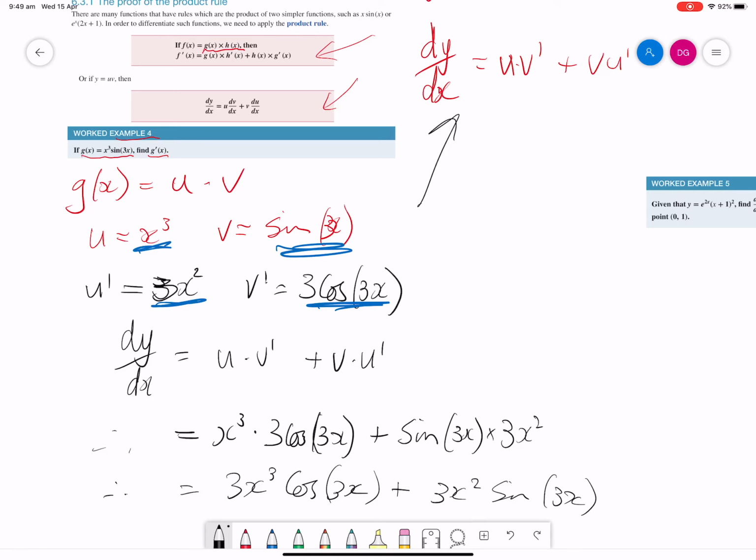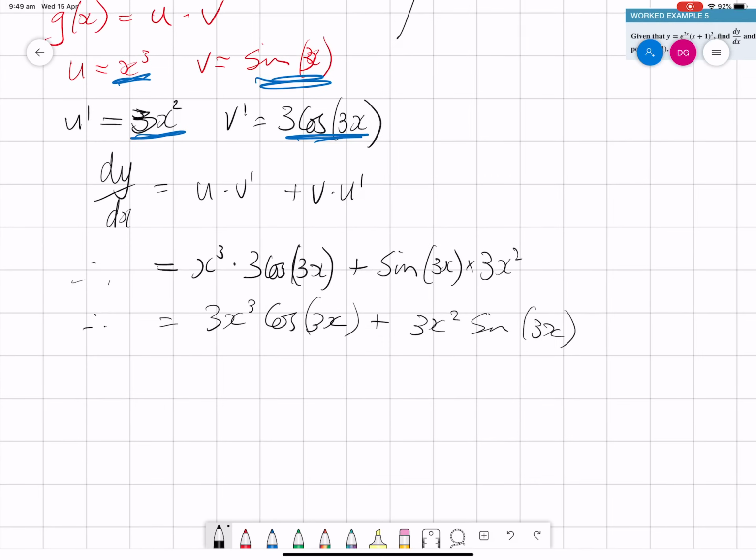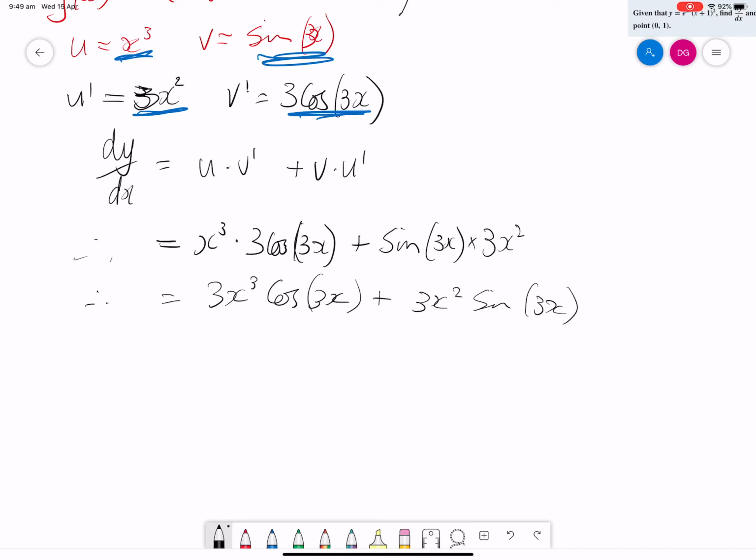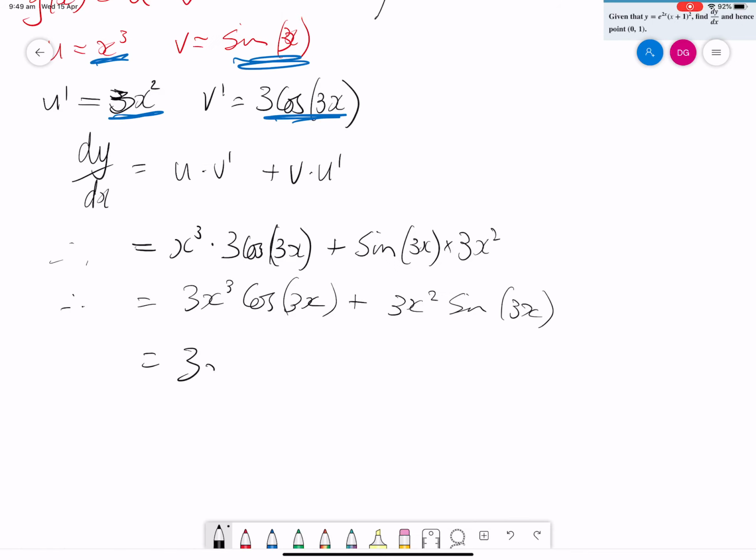Now if we wanted to, we could simplify further by taking out a common factor of 3x squared. In your textbook it does not do this, so it probably doesn't matter either way, but just to show you a different answer that would also be correct, we would have 3x squared as a common factor out the front, multiplied by x cos 3x plus sine 3x. So either of those would be an acceptable answer.